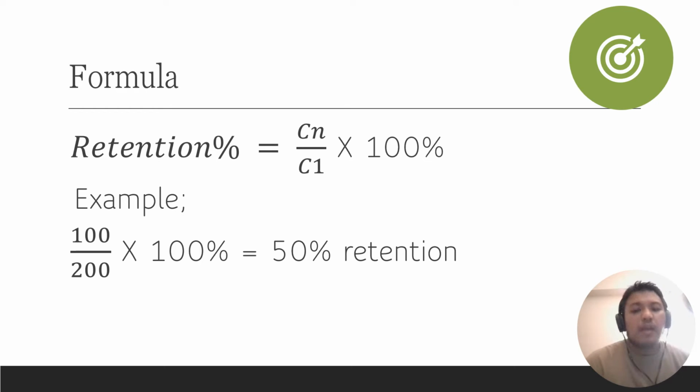For example, at my 1,000th cycle, my capacitance is 100 farad per gram, and at my first cycle, the capacitance is 200 farad per gram. So at my 1,000th cycle, it has already degraded to 100 farad per gram. So I divide 100 by 200 times 100%. So my retention at 1,000 cycles is only 50%.